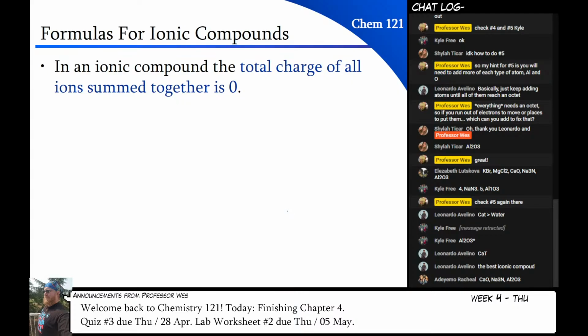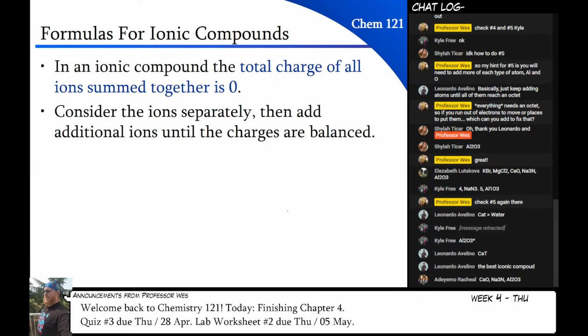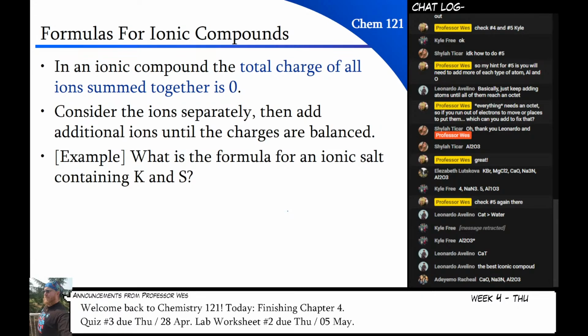All right. So using our check that all of the ions should add to 0, once we've got all the positives and all the negatives there, we can write the formula for any ionic compound at all. We don't even need to draw the Lewis structures anymore. The Lewis structures are there to help us understand what's going on behind the scenes. So let's do this for some examples. Let's do potassium and sulfur.